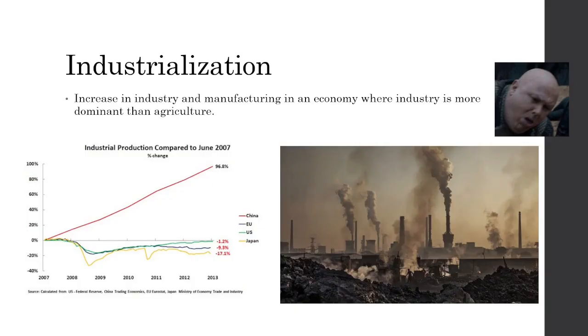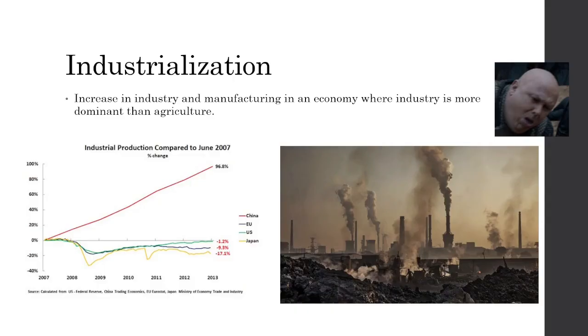So we can see here industrial production compared to June 2007, and we have China, the European Union as a whole, the US, and Japan. What I want you to take away from this graph here is that China's industrial production has been increasing very, very dramatically. So from 2007 to 2013, it increased 96%, which is a lot. While in the EU as a whole, which the UK was a part of during this time, the US and Japan, it actually had negative growth.